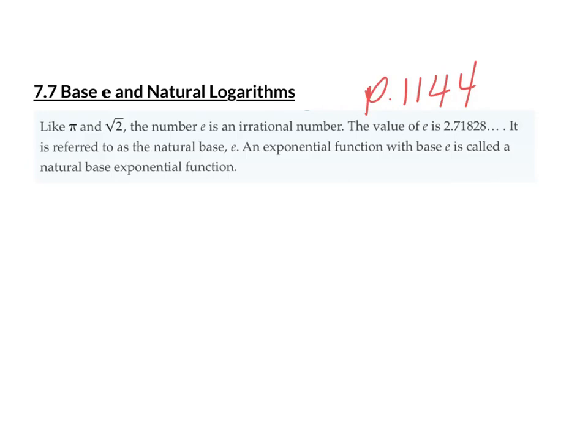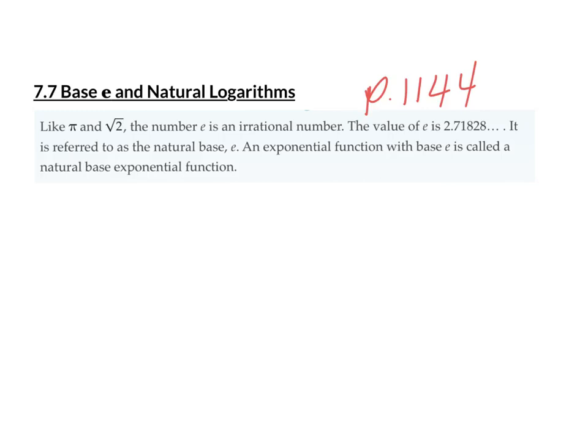7.7 is base E and natural logarithms, okay? And so we need to have an understanding of what the number E is, and this can be found on page 1144 in your book. If you want to screenshot it, if you want to take a picture of this page, that's fine too. Or you can take regular notes. It's up to you, and once you get that all in there and situated, I will talk to you about what this all means. Wait, what page?